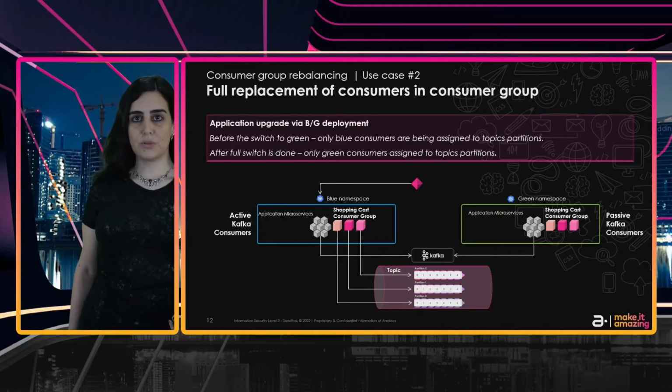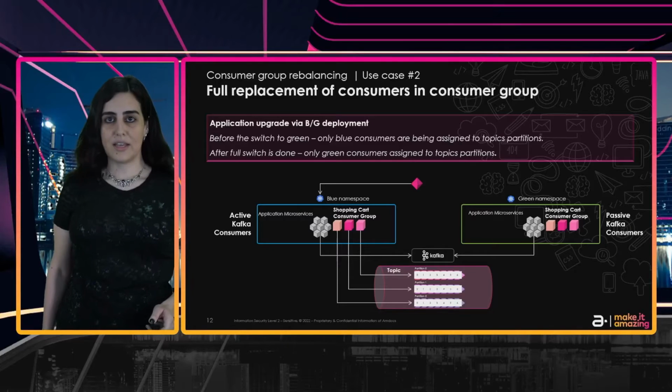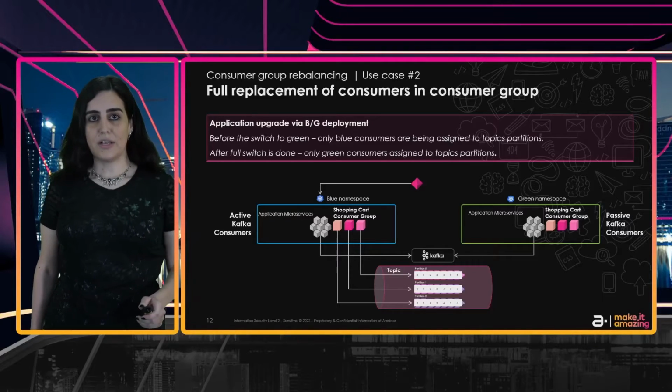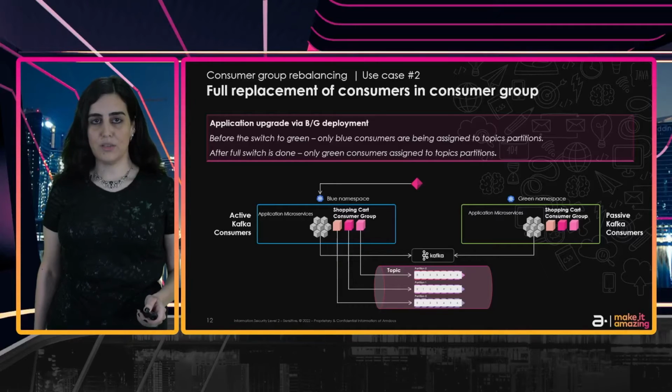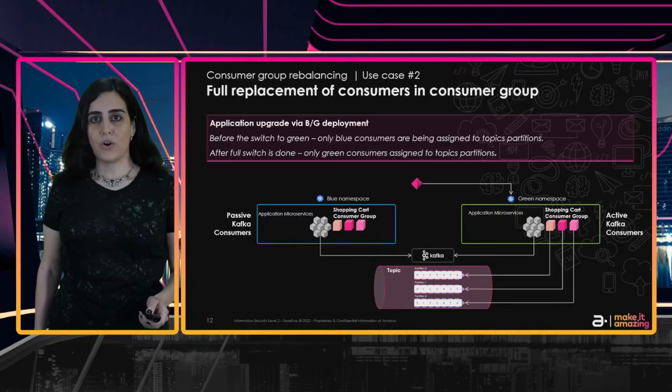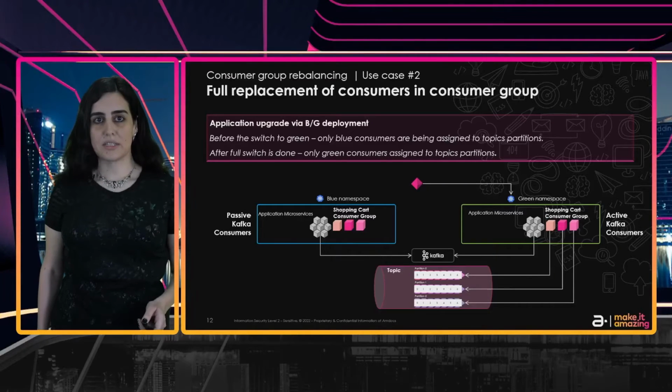The green consumers are not getting any assignment. So after we certified our deployment and we are ready to switch to green, only then we are doing the opposite. Only the green consumers are assigned to our partitions, and the blue consumers are not getting any assignment.